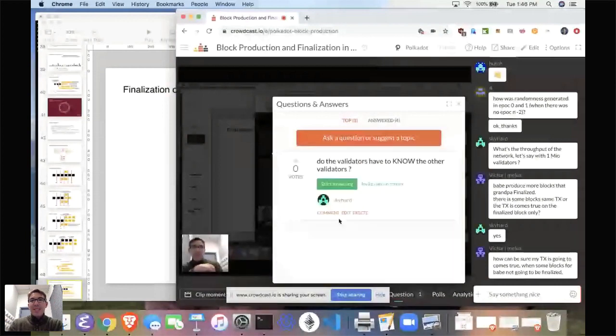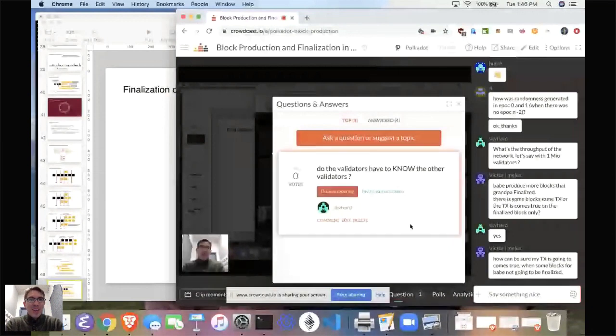So do the validators have to know the other validators? I'm not sure what exactly you mean by know. They do need to be able to communicate, in order to check on each other and do the proofs. They need to have some way to connect over the network, but there's no need to know any information about them other than that they are part of the active validator set and double checking what they produce.